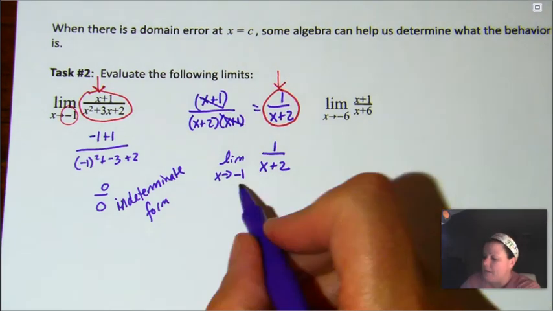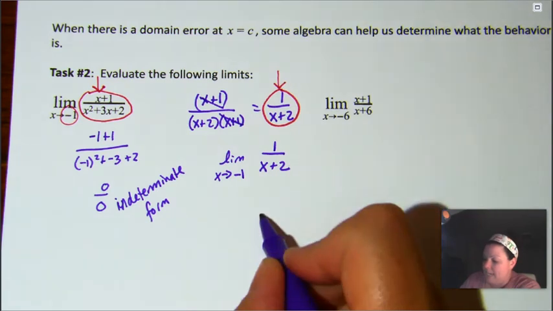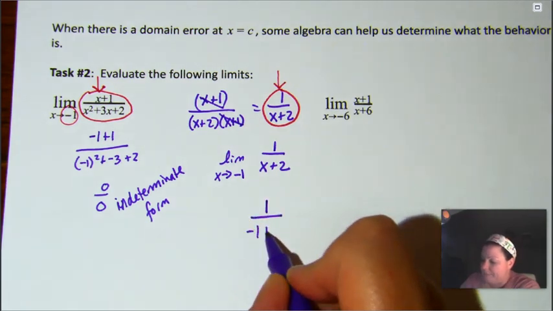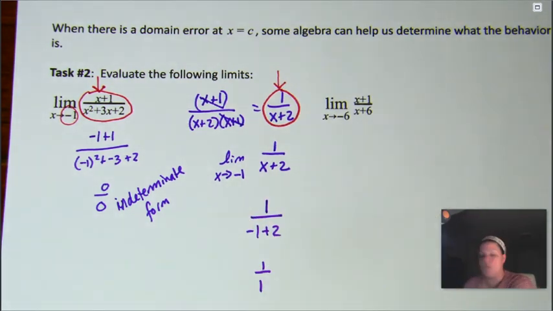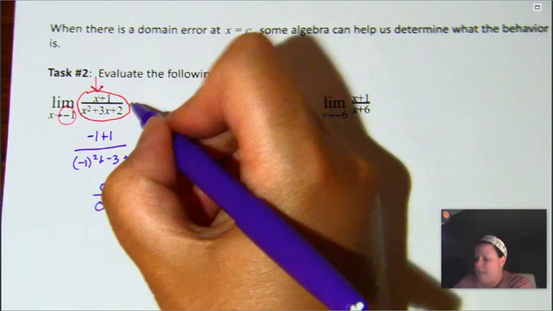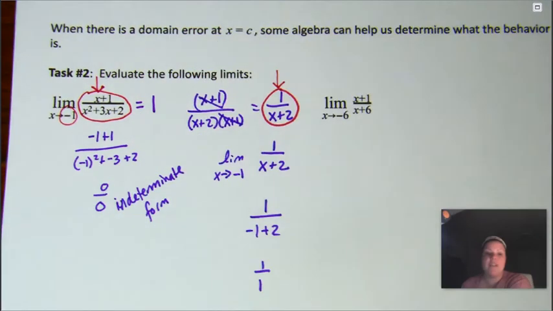What are we approaching? So I'm going to plug -1 into here and figure out what happens. We're going to get a total of 1 in here. So that means that the limit of this expression is going to just be a 1. There's a hole there, but the function is heading towards a y value of 1. Next one.